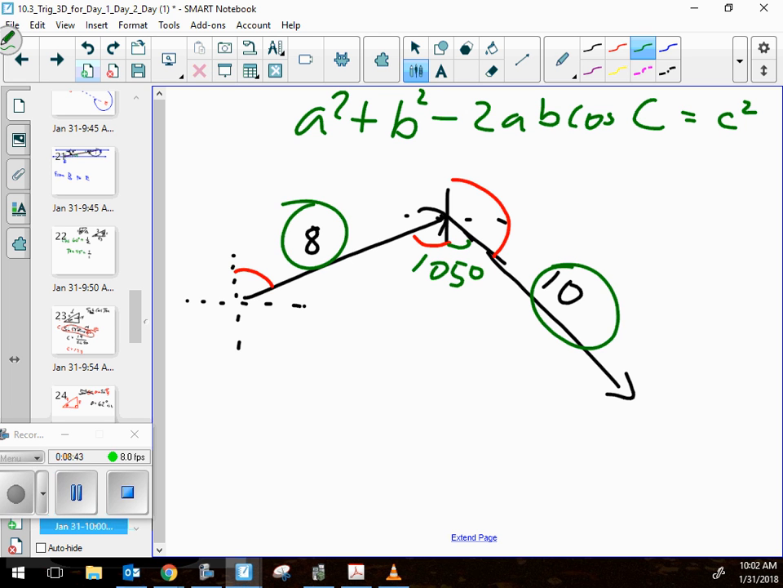This and this could be A or B, but this matters. That has to be the angle C. If you don't use that as angle C, this formula is irrelevant. It doesn't work. So if that has to be big C, then this side across from that is little c, and you can figure it out.